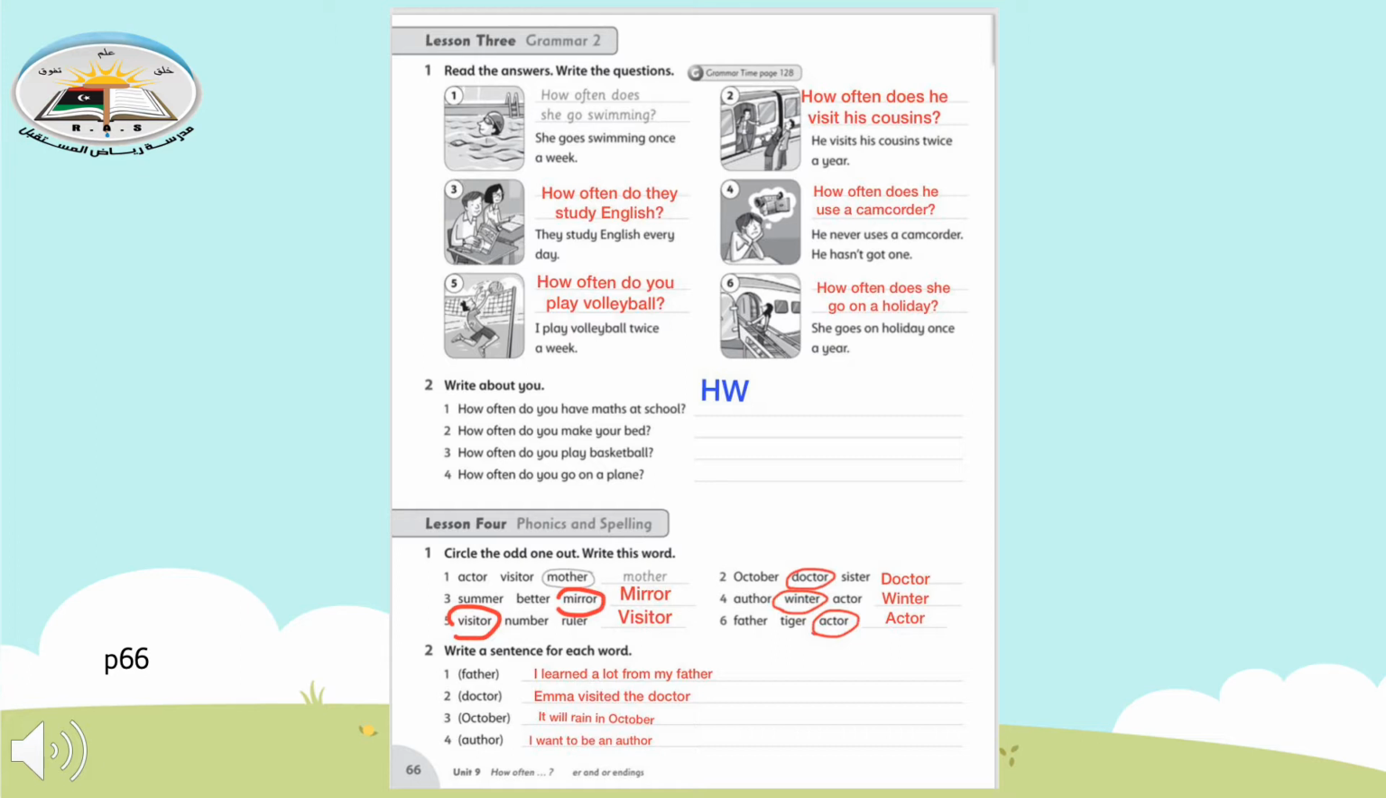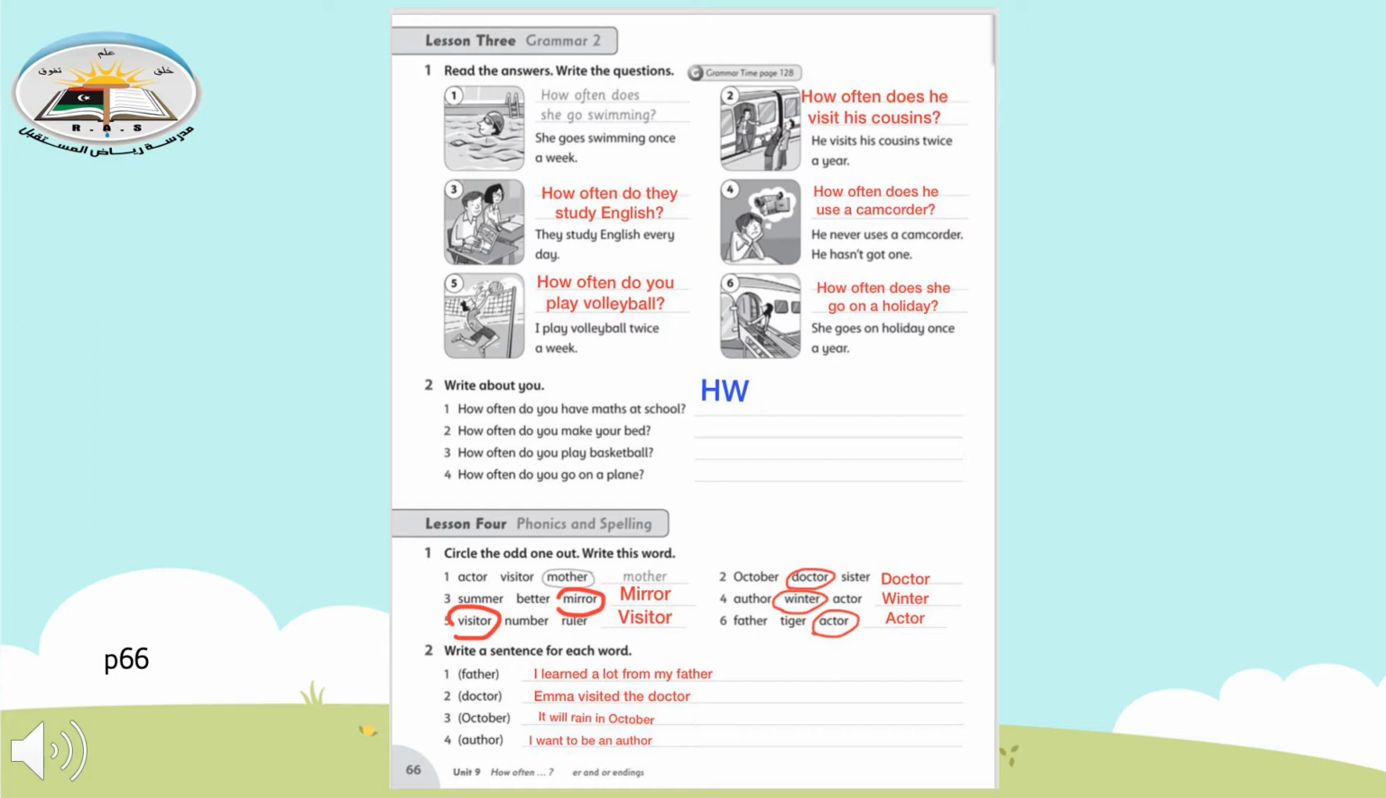Number 2, we have October, doctor, sister. We should circle doctor because it ends with OR. Number 3, we have summer, better, mirror. The answer should be mirror because mirror ends with OR and the other 2 words end in ER. Number 4, we have author, winter, actor. We should circle winter because winter ends with ER.